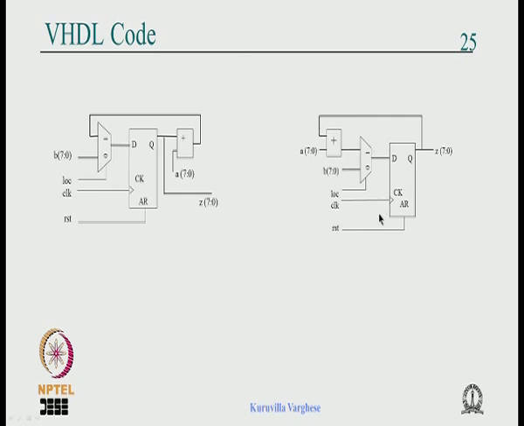Everything is synchronous, it is upon the clock. So we say in the clock event, clock is equal to 1. If LOC is 1, then this output gets A plus Z, else it gets B, that's all. I suppose you get the picture. So if LOC is 1, the output under the clock is A plus Z, else it is B. It is very simple code.